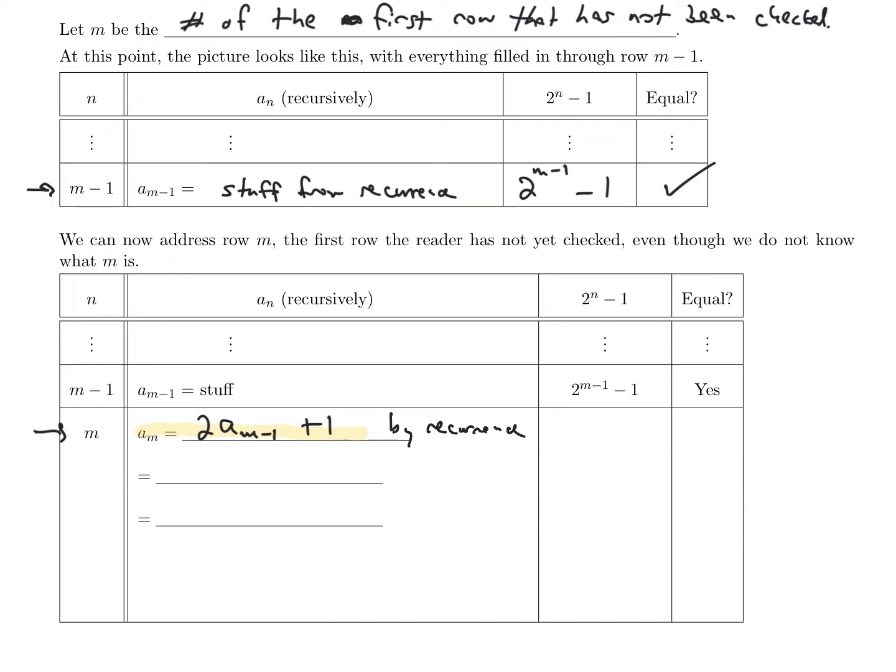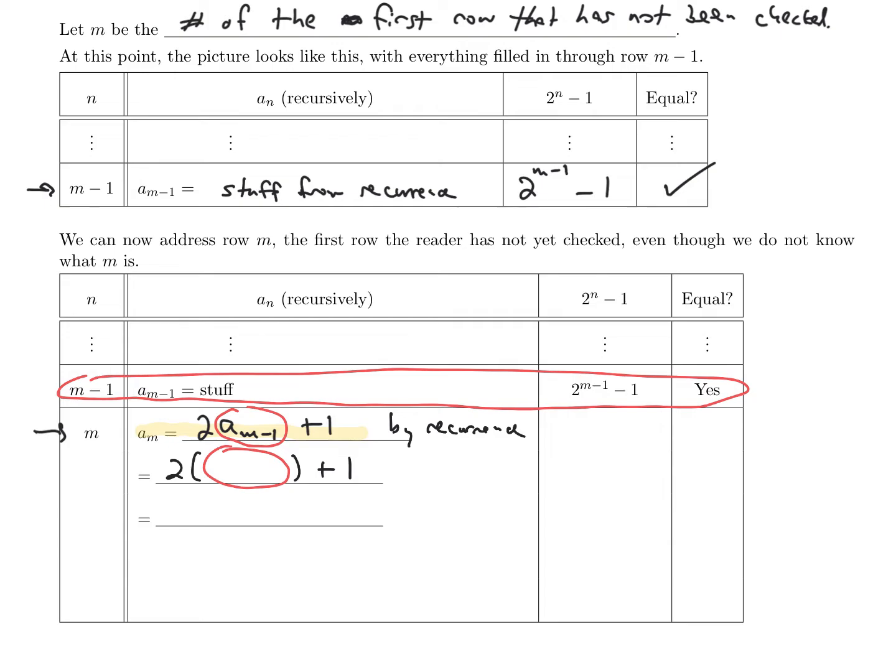The second step that we did when we checked those things with numbers is I looked up in the previous row to figure out what a sub m minus 1 is. Now in the previous row, remember, I couldn't actually describe exactly what I got from the recurrence relation, but I was able to say exactly what I had from the closed formula, and we know that that row had been checked, so I could use either one of those things. So a sub m minus 1 is the same thing as 2 to the m minus 1 minus 1 by the previous row.